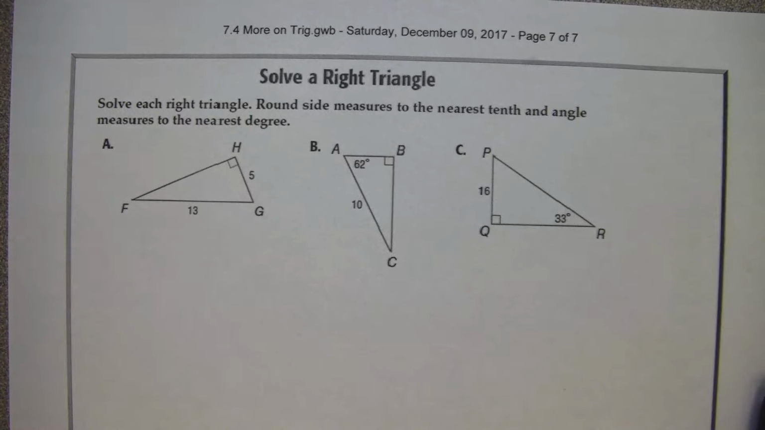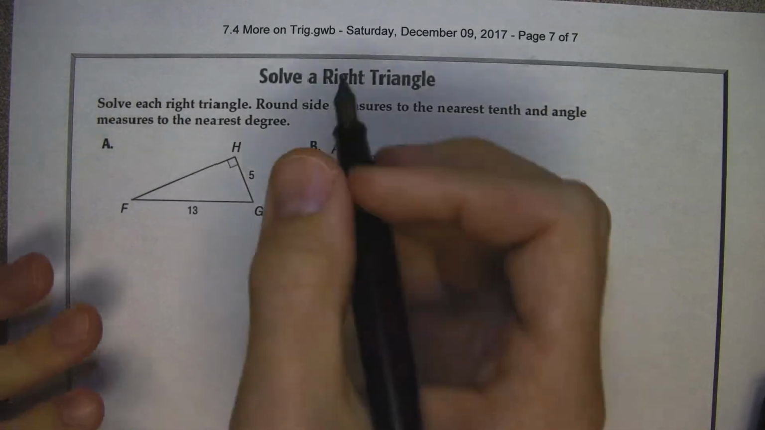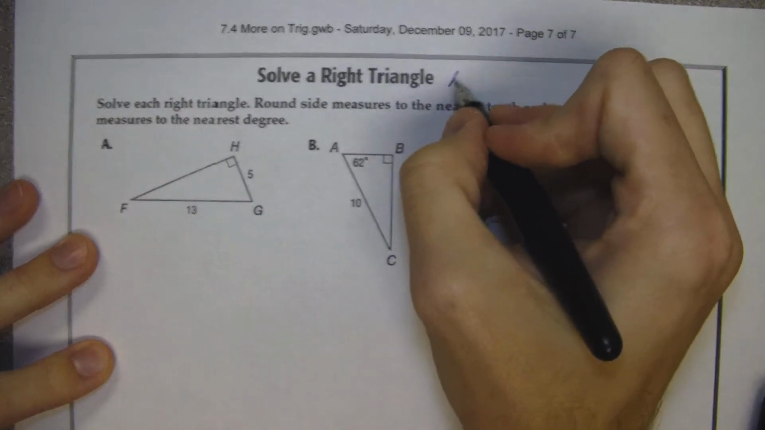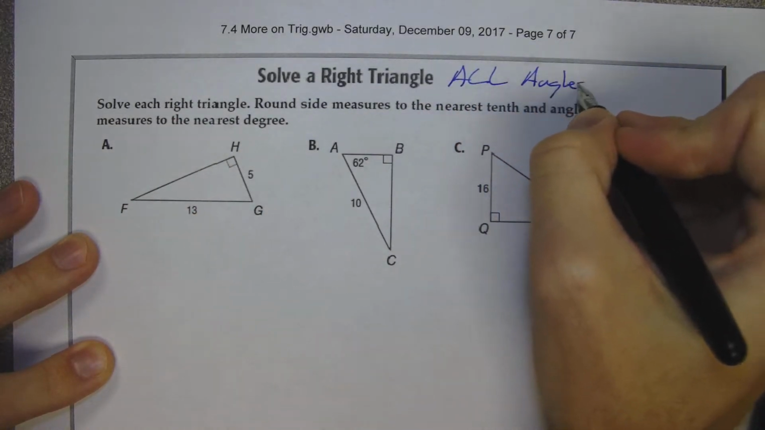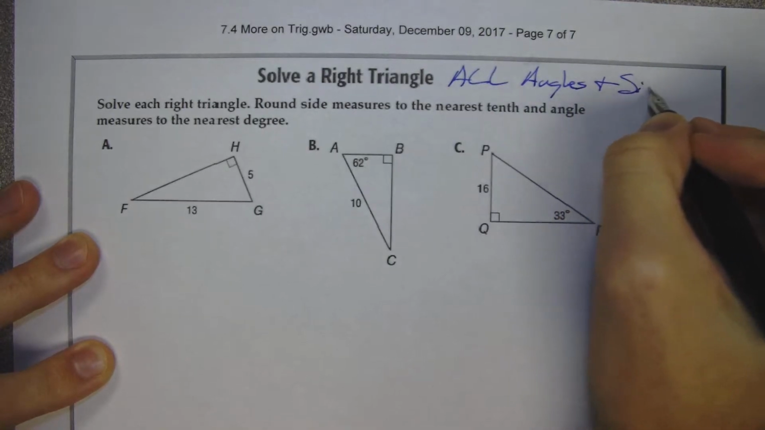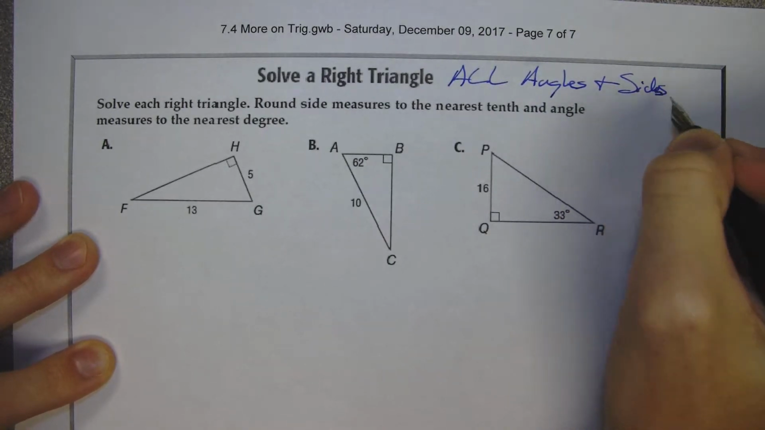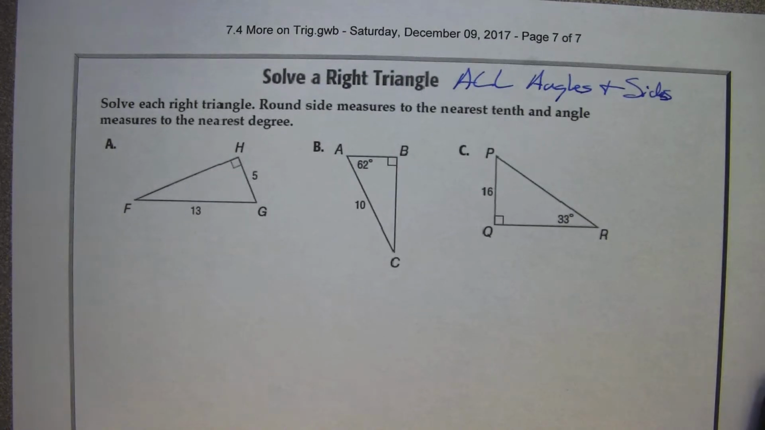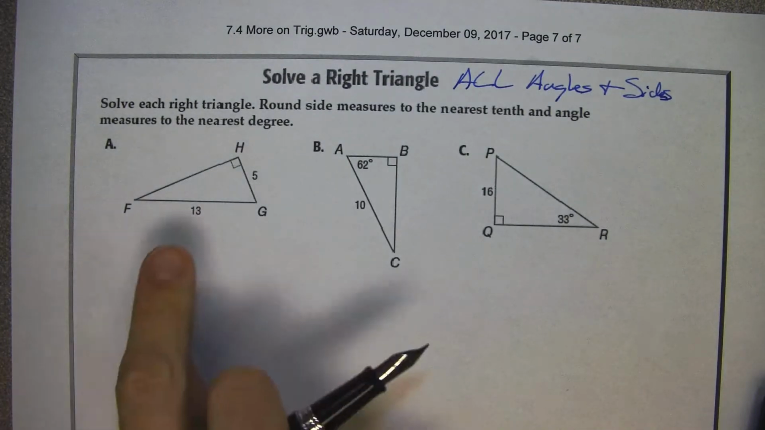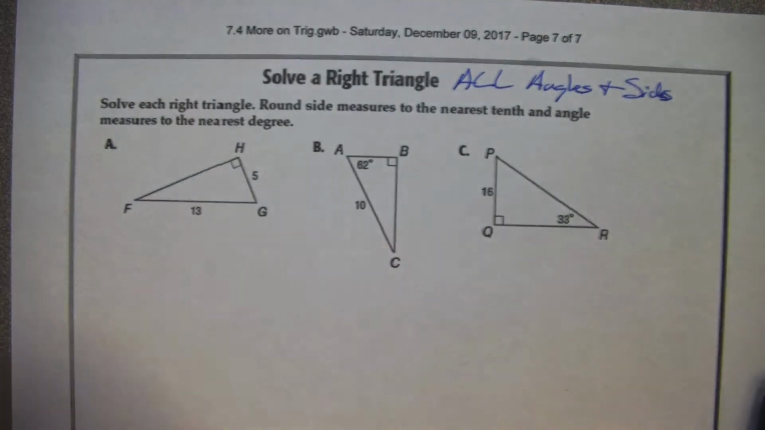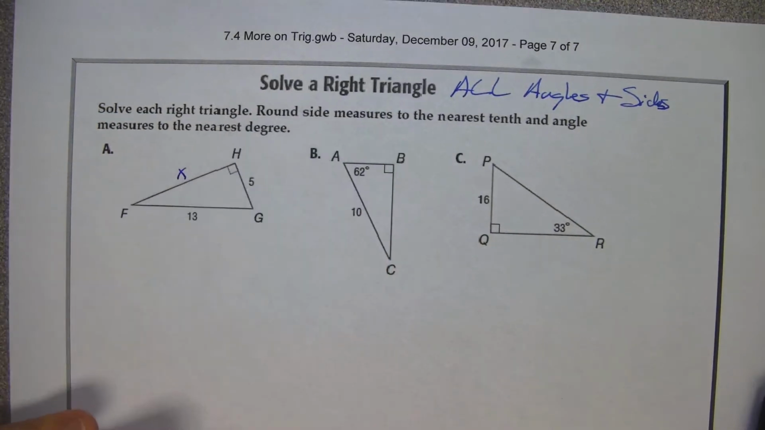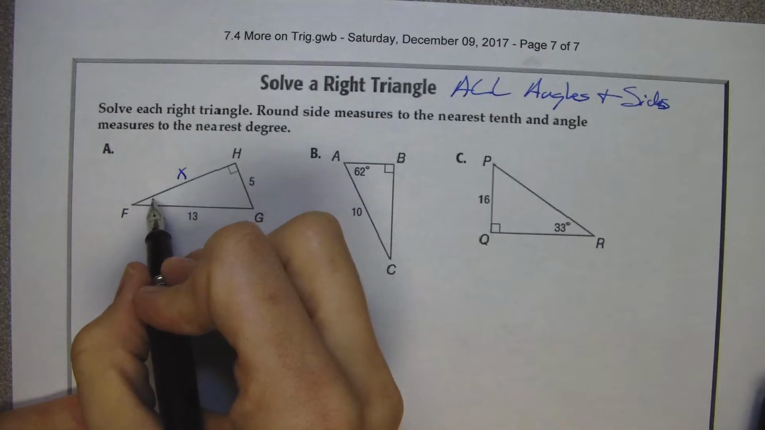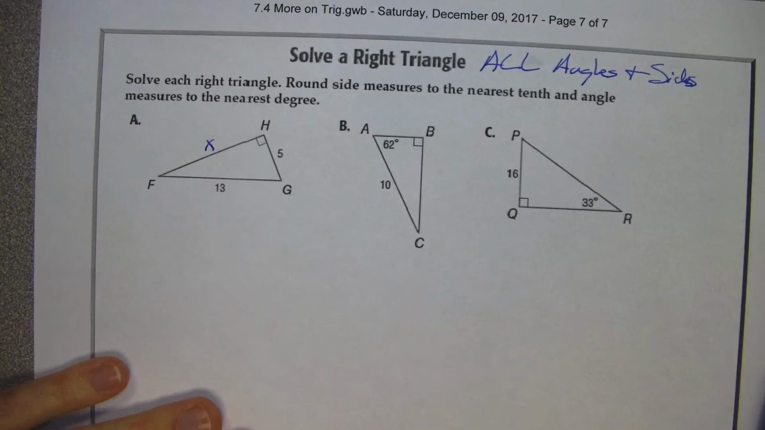solving a right triangle. If you're asked to solve a right triangle, what you're being asked to do is to find all angles and all sides. All right, so if I'm asked to solve each of these triangles, what it wants me to do is to figure out not only this missing side, so I'll label it as X for the time being, but it also wants me to figure out these missing angles as well.